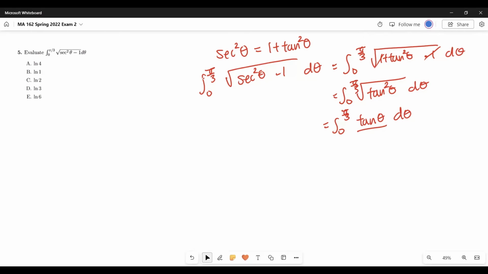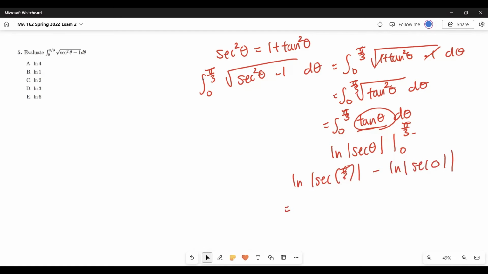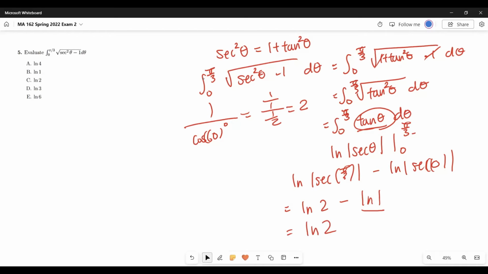But I feel like it's easier to just remember that the integral of tangent theta is ln of secant theta. If you know this, you can just plug in the values directly. So ln secant pi over 3 minus ln secant 0. Secant pi over 3 is 1 over cosine 60 degrees, which is 1 over 1 over 2, so this is 2. This is just ln 2 minus ln secant 0. Cosine 0 is 1, so secant 0 is 1, and ln 1 is just 0, so this just becomes ln 2. So the answer for this question is C.